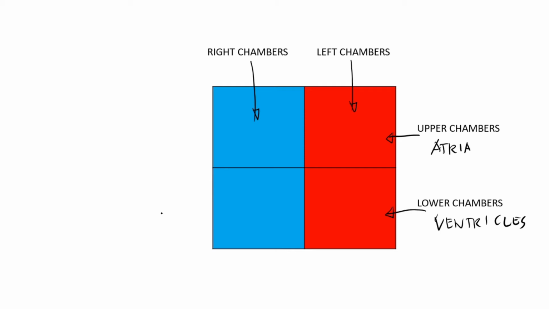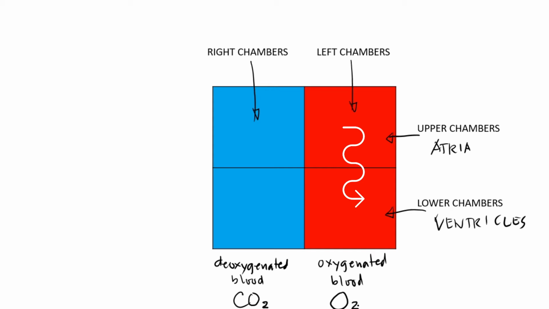For the discussion, we have 2 types of blood. First is the deoxygenated blood, which is denoted by blue color. This blood is rich in carbon dioxide, which flows in the right side of the heart. The other one is oxygenated blood, which is denoted by red color, that is rich in oxygen and flows in the left side of the heart.